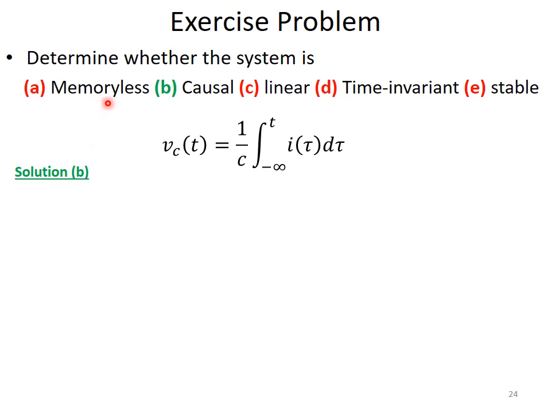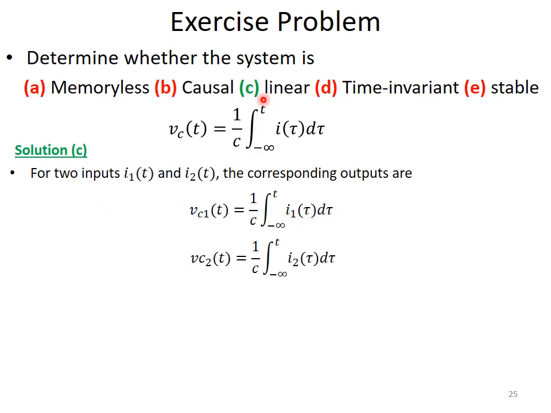Now similarly, coming to part B of this problem, whether the system is causal or non-causal, quite clearly the output depends on the present value and the past values only, from minus infinity to t, not minus infinity to plus infinity. So the output depends only upon the past value and the present value. Therefore the system is causal.